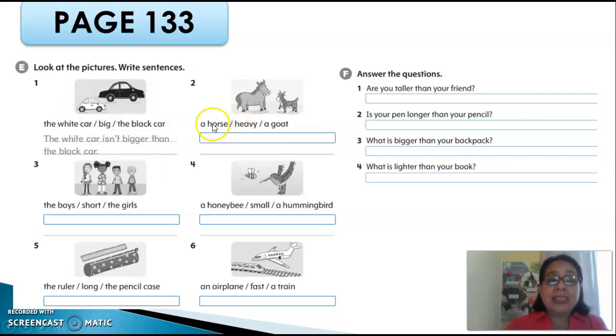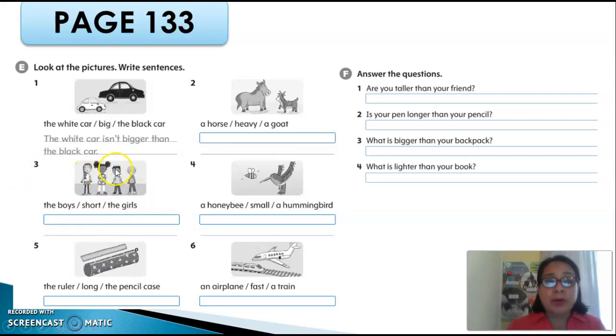Number 2, it says, a horse, heavy, a goat. As you can see, the horse is heavier than a goat. So I have to change the A for a capital letter, like this. A horse is heavier than a goat. When you write these sentences, you can also check the structure from the previous activity, okay, to check that your sentence is correct.